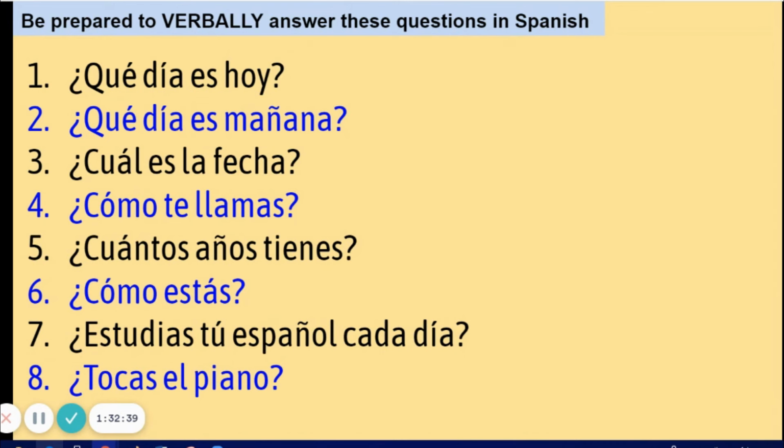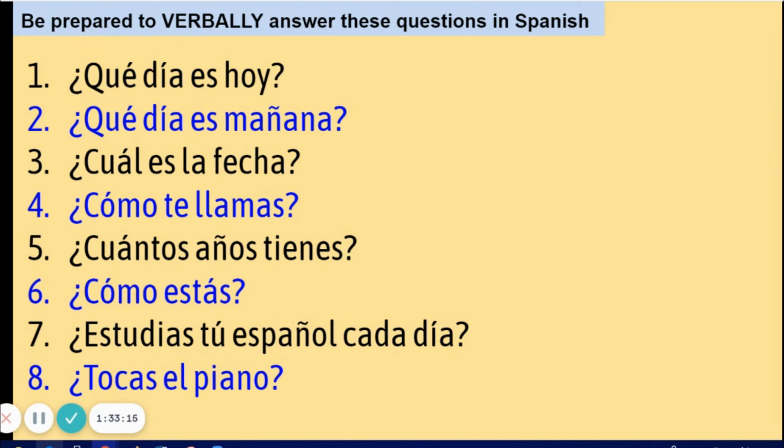¿Qué día es mañana? Mañana means tomorrow, but also mañana means morning, depending how you're using it. But in this case, ¿qué día es mañana? is what day is tomorrow. So then you start out saying mañana es viernes. ¿Cómo te llamas? Obviously me llamo Señor Bluemel. ¿Cuántos años tienes? Tengo 12 años, 13 años. ¿Cómo estás? Estoy bien, estoy mal, estoy cansada, estoy estresada, estoy feliz, estoy emocionada, or whatever.